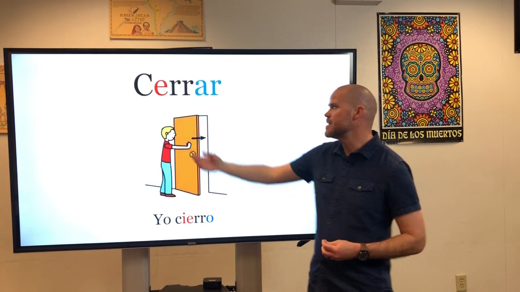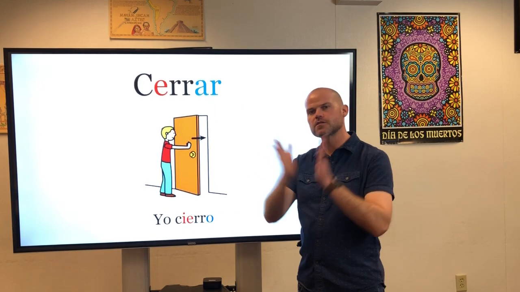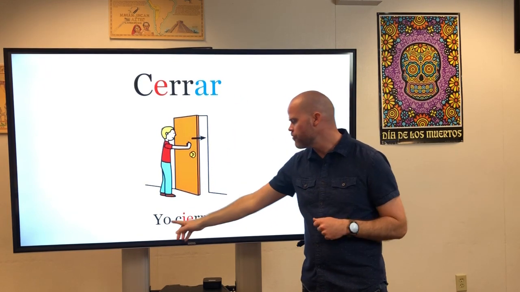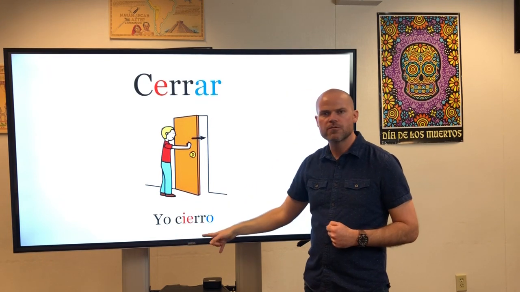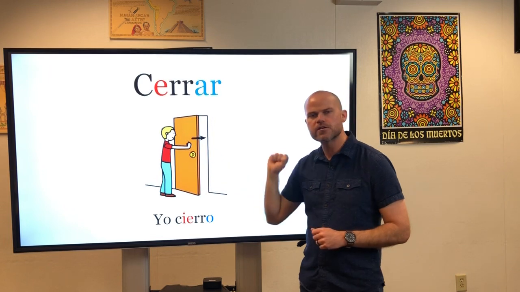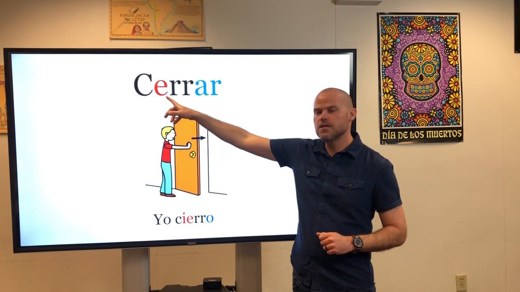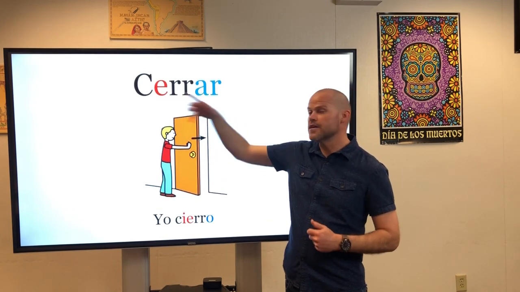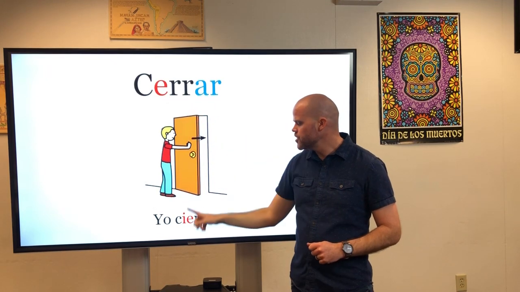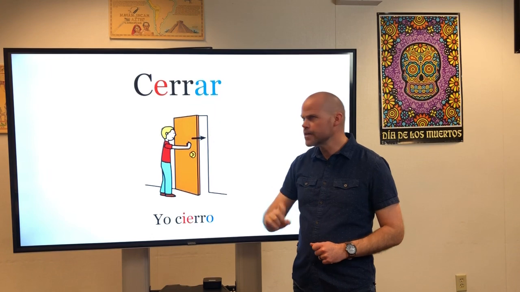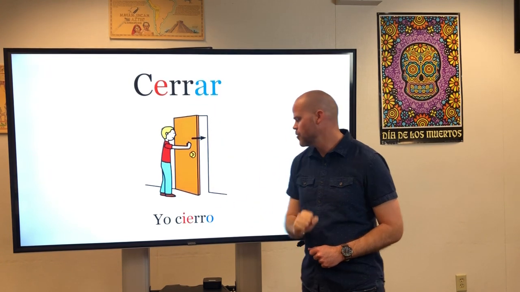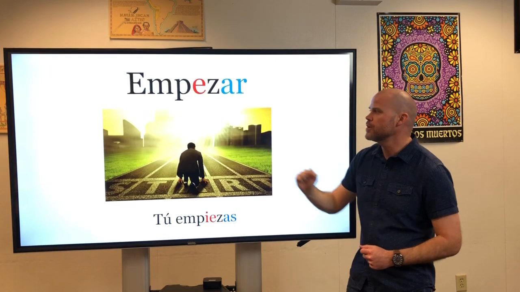So the first one is cerrar. Cerrar means to close. If I were to conjugate that in the yo form, it would be yo cierro, and that means I close. For example, I close the door: yo cierro la puerta. So this is an E to IE stem changer, and the yo form is inside the boot. So notice the E is changing to an IE there. It would be incorrect to say yo cerro. That's incorrect, right? It's yo cierro. Muy bien.